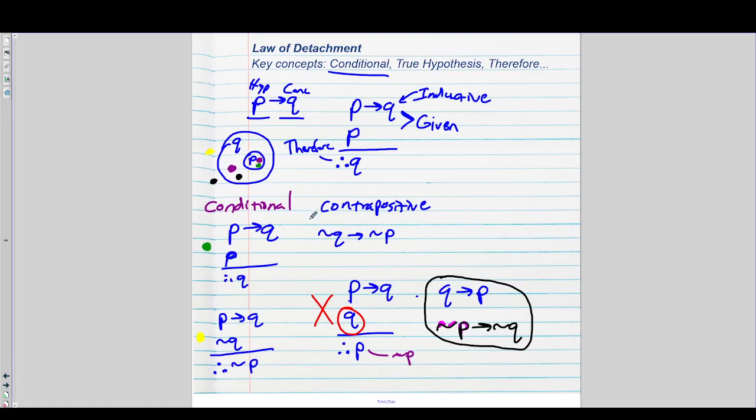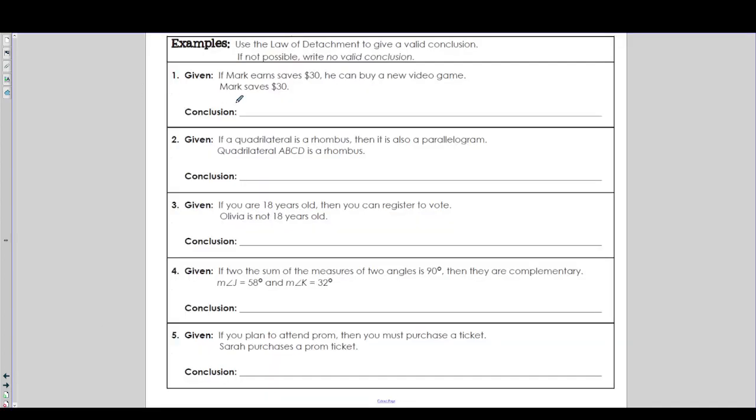Hopefully, based on stuff we've already learned, it made sense and you can follow along with it. But the main idea right here is the left side that says if we have our conditional and the hypothesis is true, the conclusion's true. Or if we have our conditional and the conclusion is false, the hypothesis is false. All right, so let's look at some example problems. Hopefully this will make good sense for you.